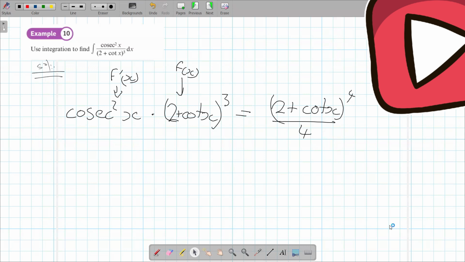Is that correct? Ah, yeah. But there is one mistake in this. The derivative of cot x is negative cosec square x, I think. Oh, it's negative cosec squared. Yeah, right. So it's negative.